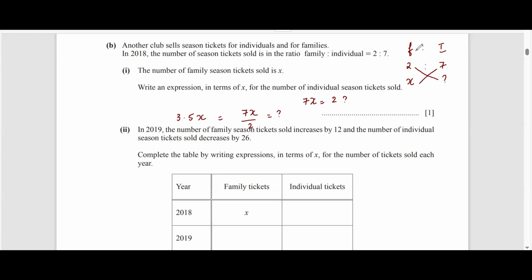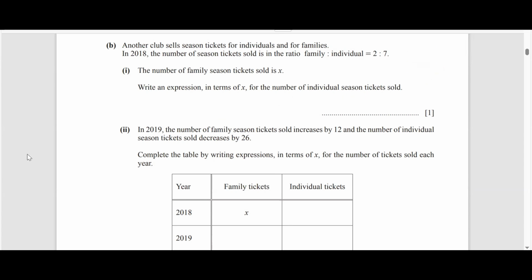I repeat here, the ratio of families to individual was given as 2:7, and the number of family season tickets sold was given as X. We had to find out, so I put a question mark here, the number of individual season tickets sold. Cross multiplication. 7 into X will give us 7X, and 2 into the number of individual season tickets sold, that is what we had to find out. So cross multiplication, this is basic algebra. 7x divided by 2 will be your answer, or 3.5x.